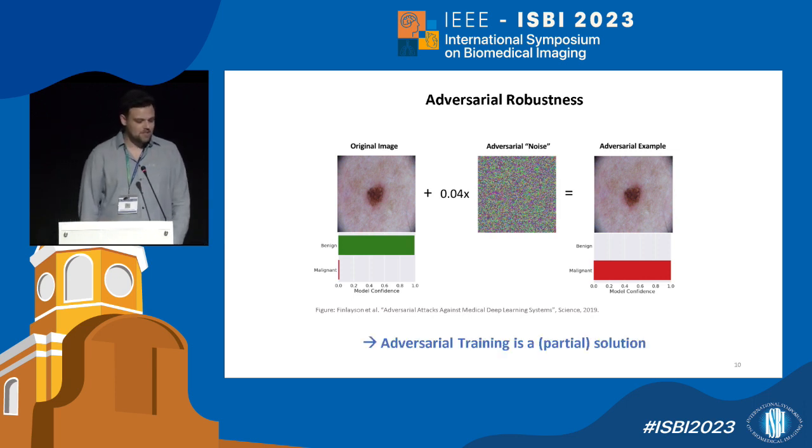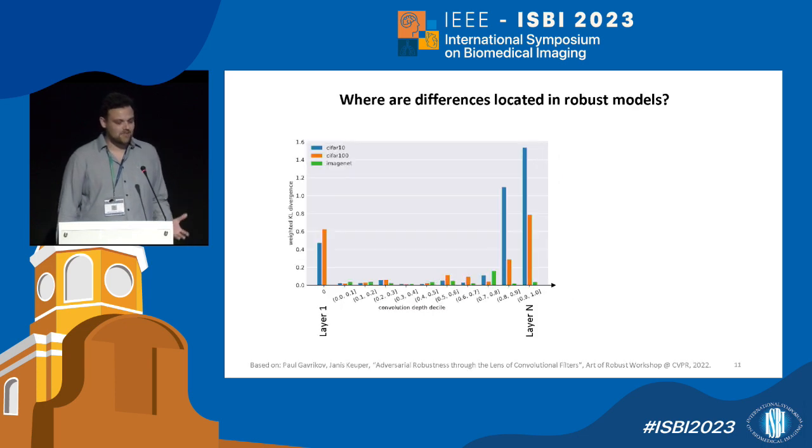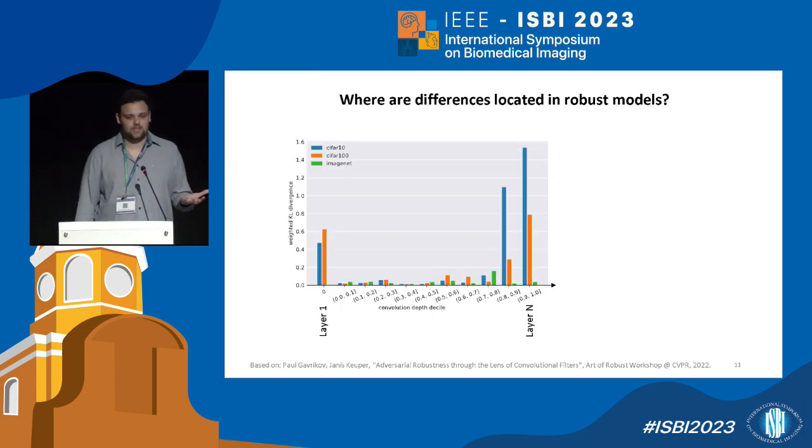A common solution to this is adversarial training. It has a lot of problems. It's only a partial solution, but let's assume for today that it's a good option. And we asked ourselves, what happens if we do adversarial training? What shifts do we see in the filter patterns? And there are three things that you can see.